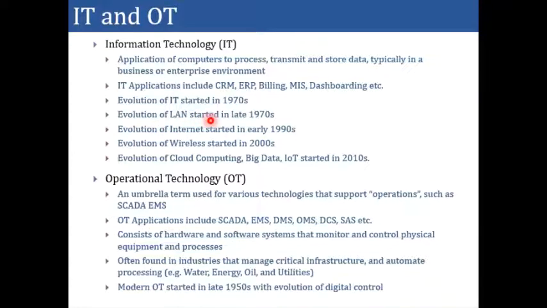The local area network evolution started in 1970, and the first commercial deployment happened in the early 80s. Then the evolution of the internet started in the early 1990s. The evolution of wireless communication started in the 2000s, and the evolution of the latest IT technologies such as cloud computing, big data, and Internet of Things started in late 2010. So now you can see that information technology is very new to mankind.